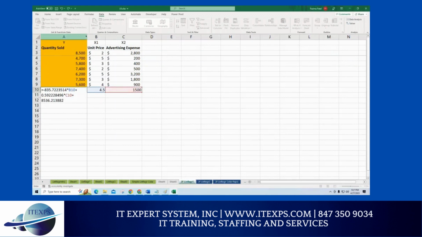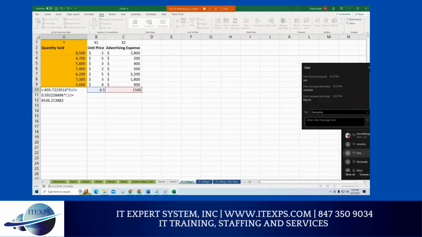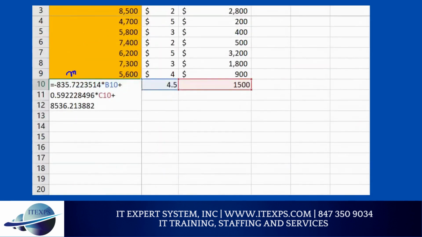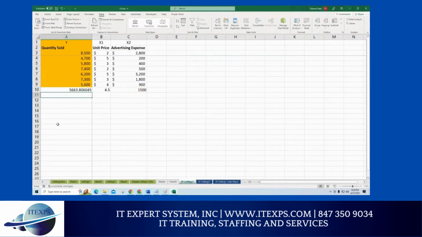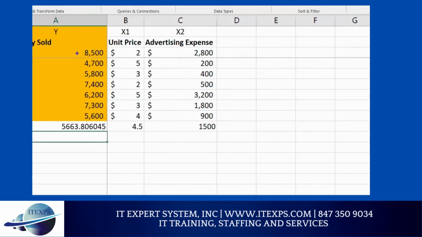So let's understand what we are doing. This is my M1, this is my X1, plus this is my M2, this is my X2, and this is my C. If I press enter, I get this. So we are saying that if you do price 4.5 and you do advertisement, you're going to sell this.